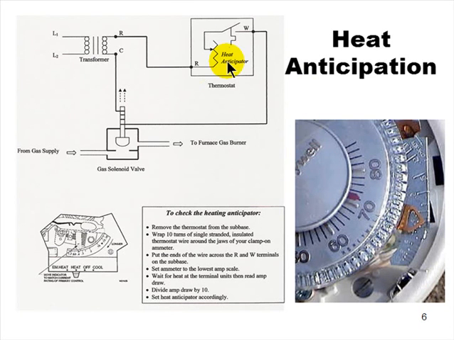But you got to read the amp draw of the heating circuit. You can't just say, oh, let me see, the gas valve says 0.4. Yeah, that's the amp draw of the gas valve, not all the wiring and all this other stuff. Do you have 5 feet of thermostat wire, or do you have 50? Makes a heck of a difference in the setting of the anticipator.